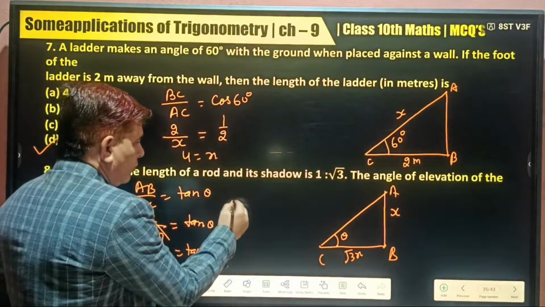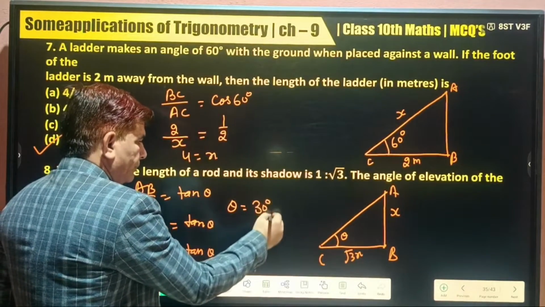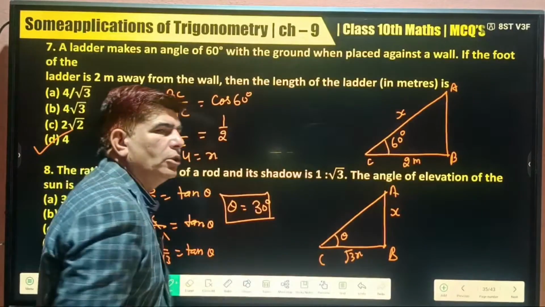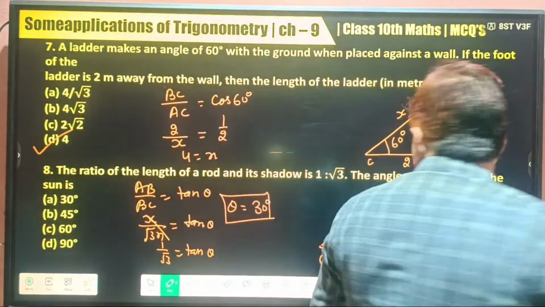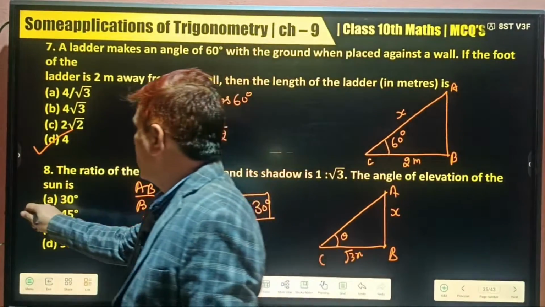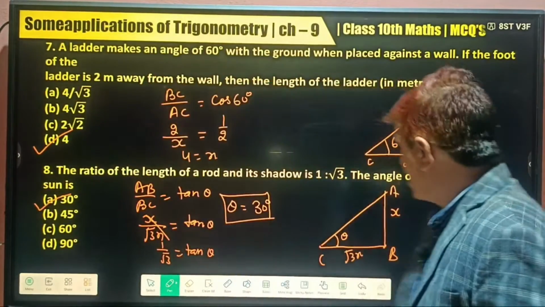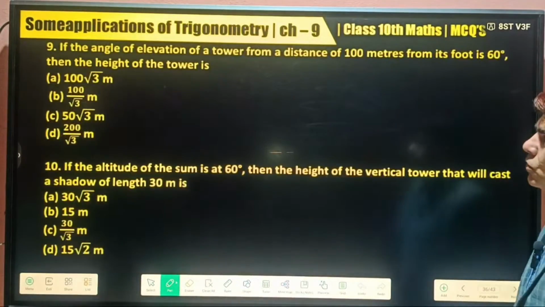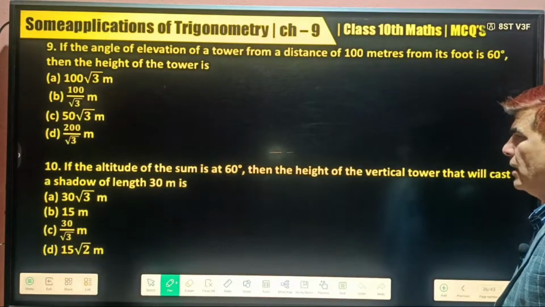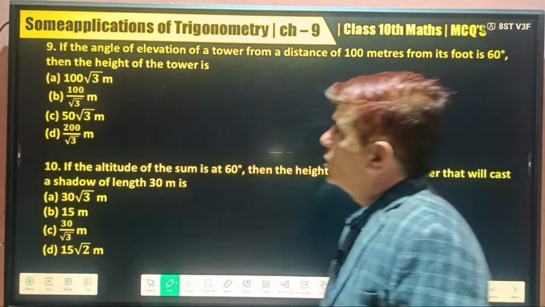So theta equals 30 degree. What's your answer? A is your answer. Got it? So all are like this. Easily we can understand. Again, one more question is given.